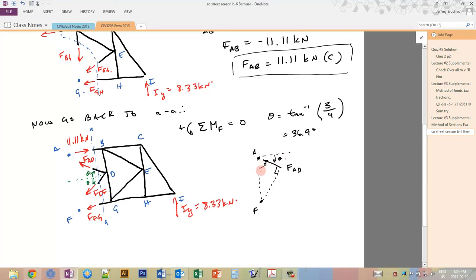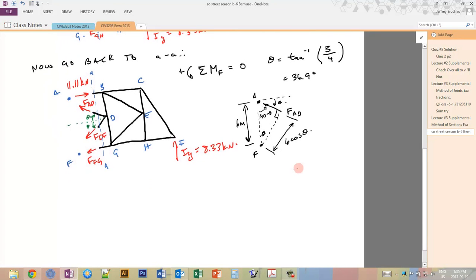Okay, so that means that this angle here is 90 minus theta, because this is 90 overall, right? This is a right angle. And since the sum of the angles in a triangle adds up to 180, and this is 90, and this is 90 minus theta, this angle is theta. So therefore, this total height is 6 meters, then the total distance here is going to be equal to 6 cos theta. Okay, so that allows us to get our moment from FAD.